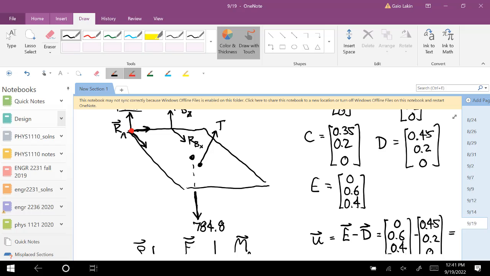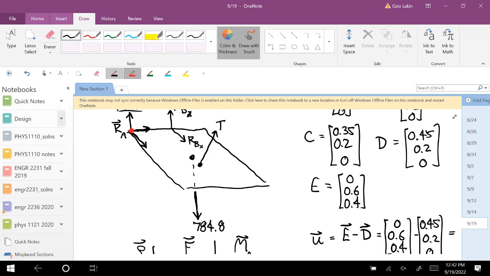And the only thing that can counteract that couple, that moment, is the moment produced by that cable tension. So if that is a force of 1,000, it would need a moment arm of 3 about the z-axis to counteract that moment. You know what I mean? Are you following? And there's nothing on the scale of 3 in this problem. So that can't happen.